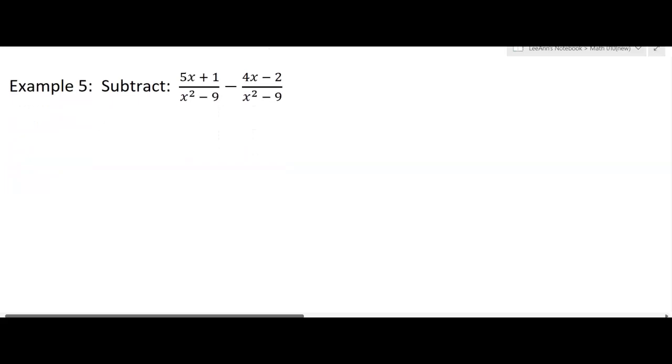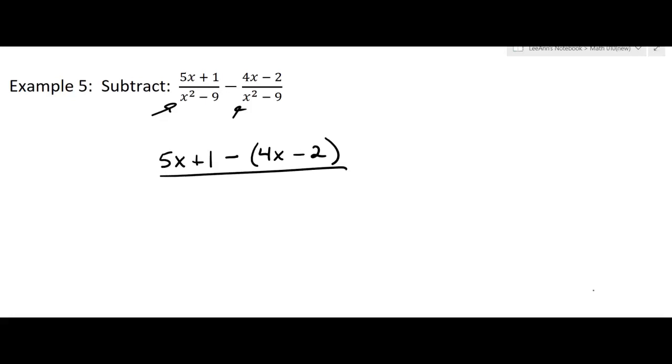Okay, so here we have a subtraction problem. The good news is we have common denominators. The denominators are both x squared minus 9. So I can subtract the numerators. I'm going to write it this way. 5x plus 1 minus, now I have to remember I'm subtracting all of that numerator.